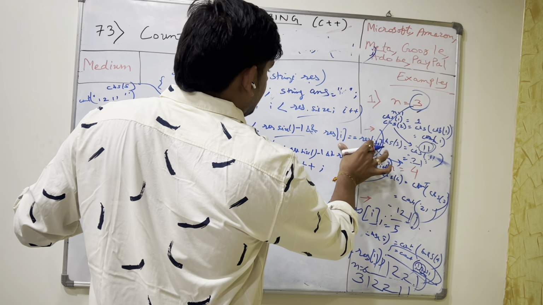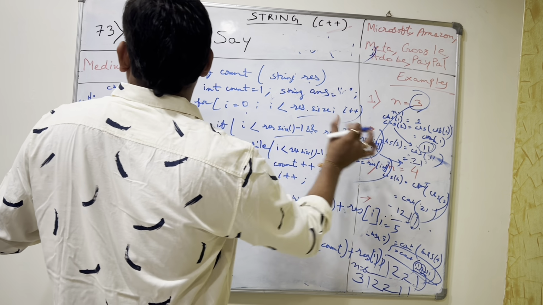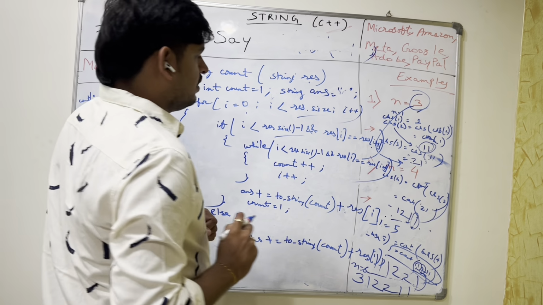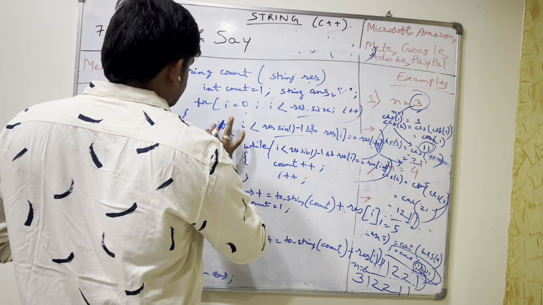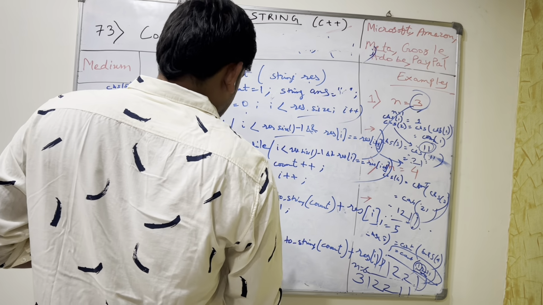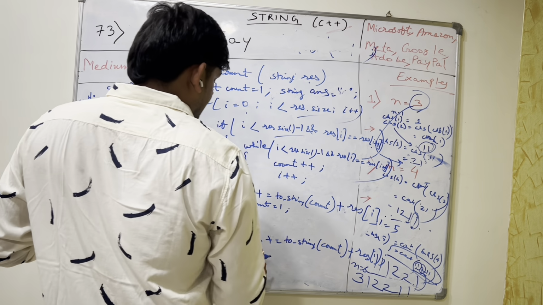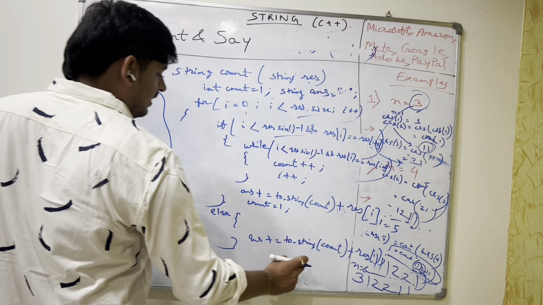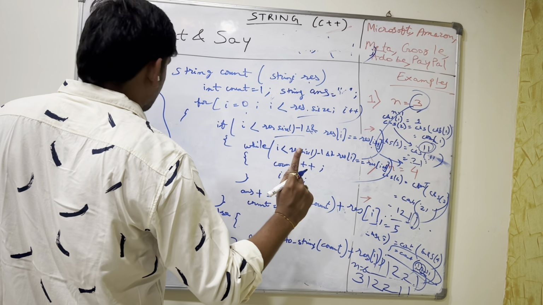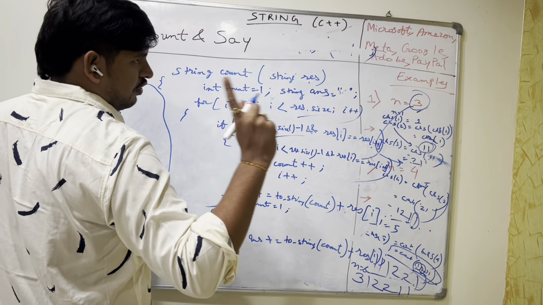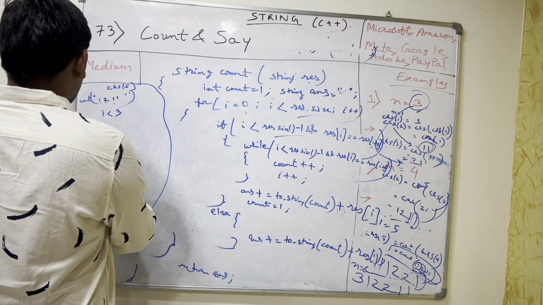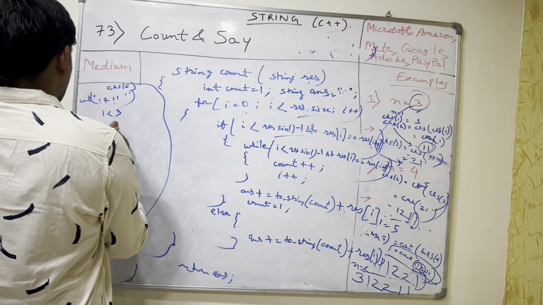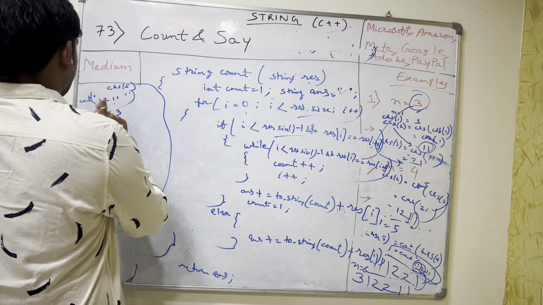And is res[i] equal to res[i+1]? 1 is not equal to 2, right? The characters are different. So this will not fall in this if case. It will go to the else case. In the else case, in the answer, we will append string of count. The count value is 1 because there is only one, and we append the result[i] value. So we have in our answer 1 1, because there is one 1.